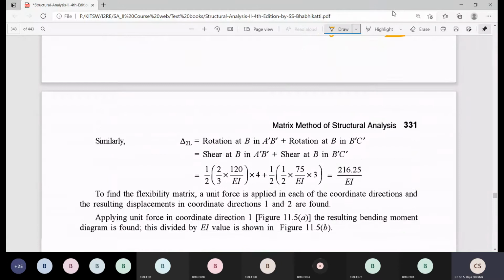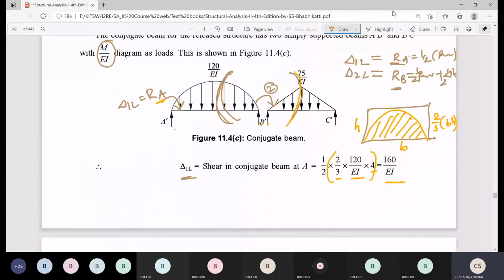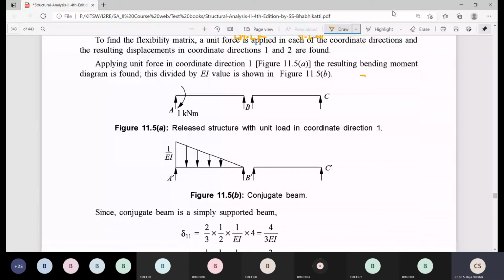We need to calculate that one also. So this is the total load of the parabolic portion. This is the total load of the triangular portion. Half of the triangle area of the triangular portion, just add it, and you will get the delta 2L. So we are getting delta 1L and delta 2L. After getting delta 1L and delta 2L, our aim is to move to the next step, that is the 5th step.